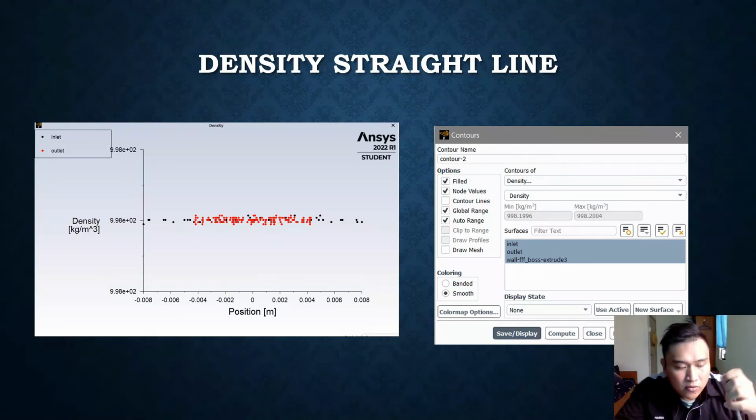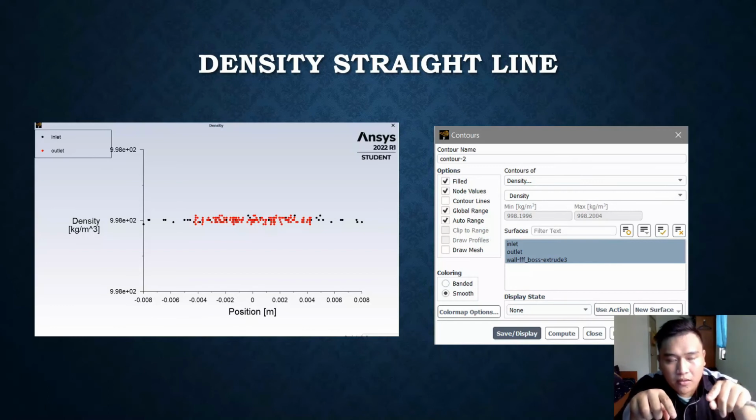In the closed loop, the water will make a U-turn, which will affect the flow rate and the density of the water.